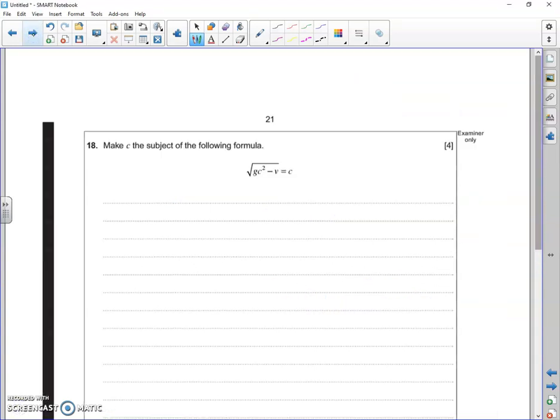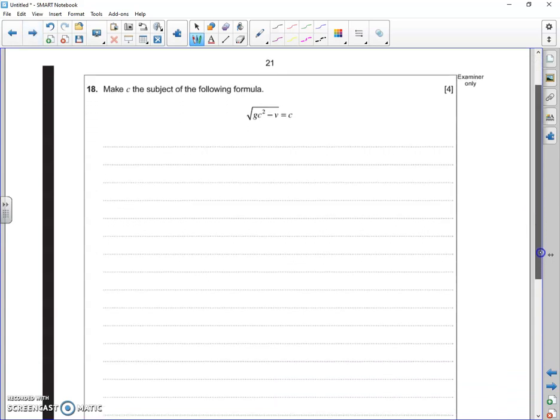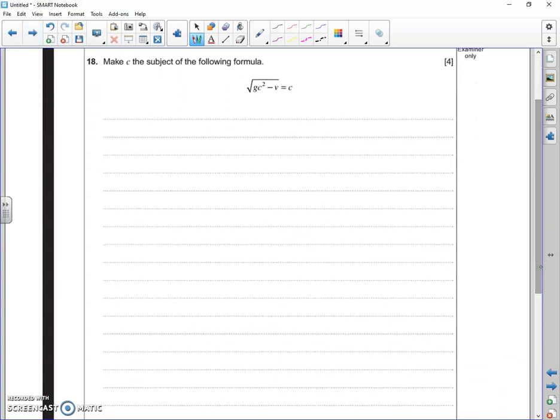Okay, question 18, we've got to make C the subject of the formula. So we've got C in two places, so that's not particularly nice, and it's under a square root sign on the left as well. First job, we're not going to be able to do anything with the left-hand side until we've got rid of that square root sign. So the opposite of square rooting is squaring, so on the other side we're going to have to do some squaring. So GC squared minus V equals C squared. Effectively that's gone to the other side and done the opposite.